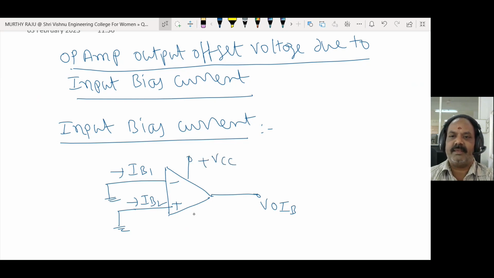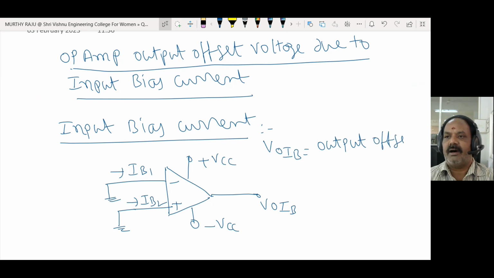This one is plus VCC. This one is minus VCC. VO(IB), not VO into IB. VO(IB) means output offset voltage due to input bias current. Input bias current IB.